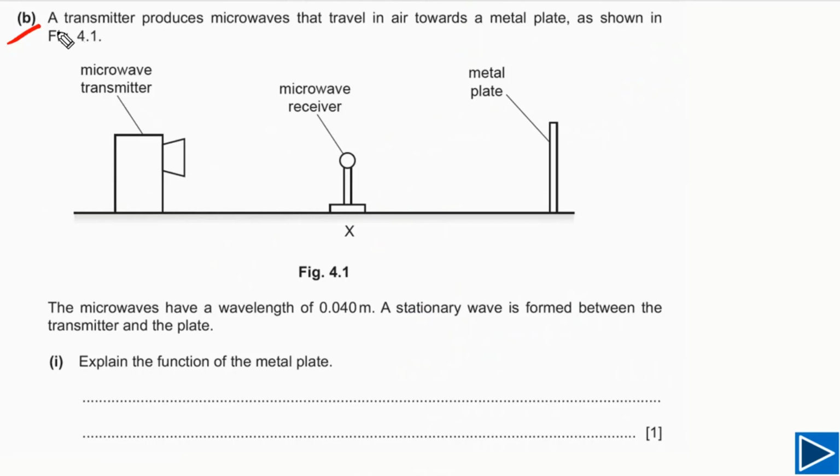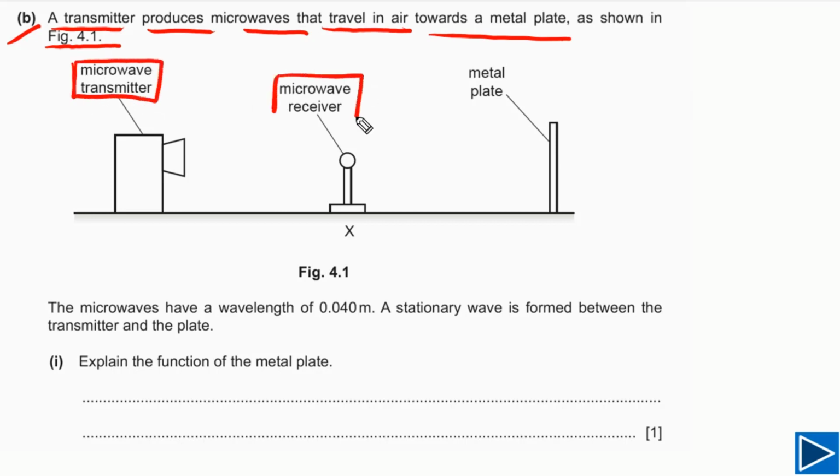For part B, it is given to us that a transmitter produces microwaves and these microwaves are traveling in air. Air is the medium, very important. And they are moving towards a metal plate. The experimental setup is shown in figure 4.1. We can see here we have a microwave transmitter. We also have a microwave detector, or simply we can say a microwave receiver. A metal plate is also placed at the end.